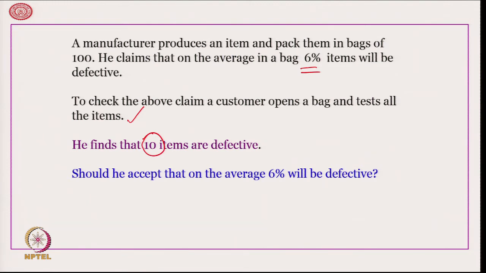The question comes whether he should accept that on the average 6% of the items are going to be defective. That means that in another bag there may be a lesser number of defectives. Like that, when we keep on taking different bags as samples, we may end up at the end with the result that on the average the number of defectives is going to be about 6% of the total number of products.